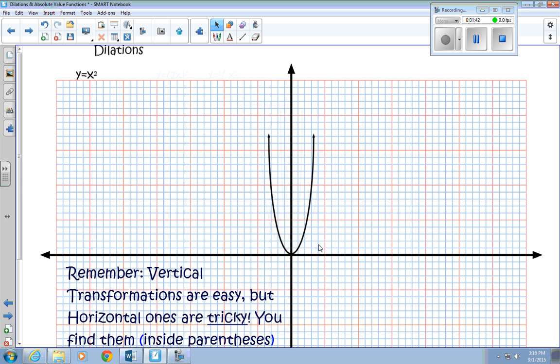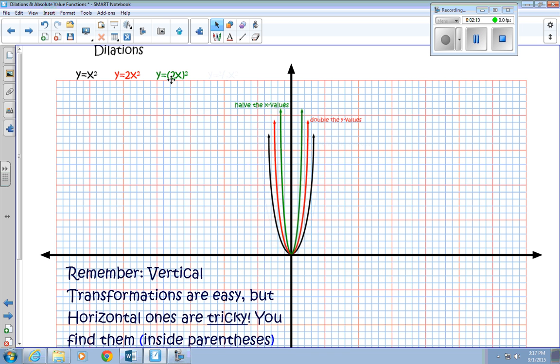So if this is our parent function, y equals x squared, and we wanted to dilate it or make it thinner, then we double the y values if the transformation or the coefficient is not inside parentheses. That will change our y values, and in this case it's going to double them. Had this been a 3, for example, it would triple the y values. A 4, a 5, again, quadruple, quintuple the values, depending on whatever the coefficient is.